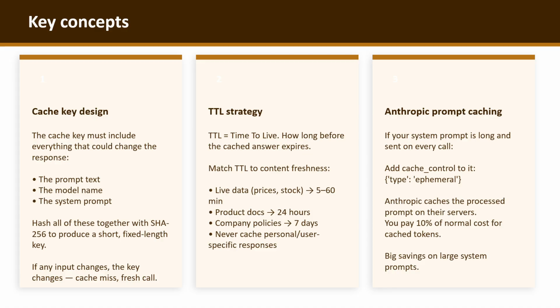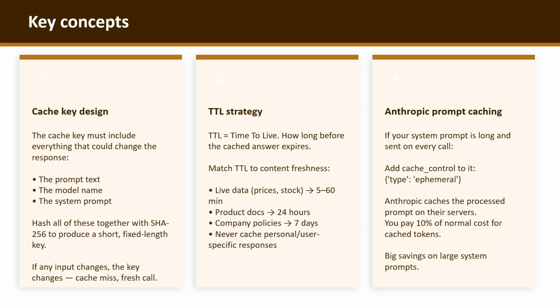TTL controls how long a cached answer stays valid before expiring. Match it to how often your underlying content changes. For live data like prices or stock levels, use a short TTL of 5 to 60 minutes. For product documentation, 1 to 2 days is reasonable. For stable company policies, a week or more. Never cache responses that are personalized to a specific user, because serving one user's cached answer to a different user is a serious privacy problem.